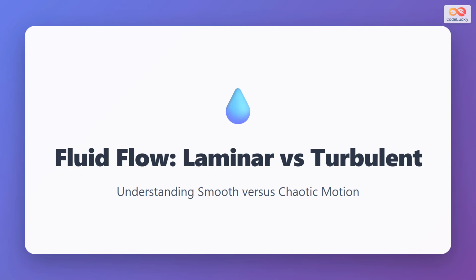Welcome to this lesson on fluid flow. Today, we'll explore two fundamental types of fluid motion, laminar flow and turbulent flow. Understanding the difference between smooth and chaotic fluid motion is essential in fluid mechanics and has applications in everything from blood circulation to airplane design.